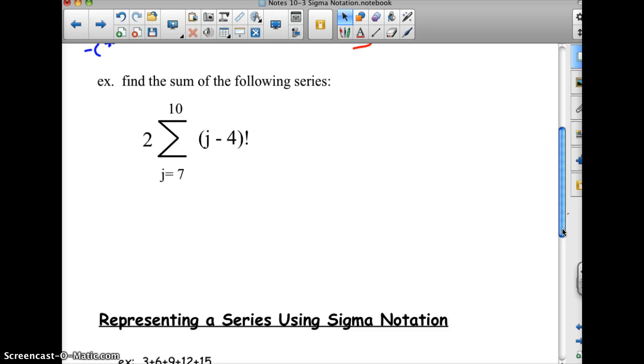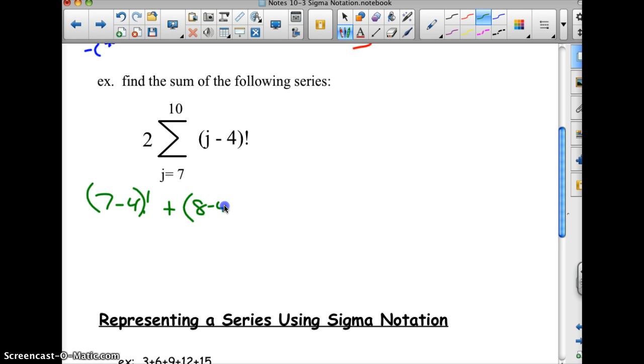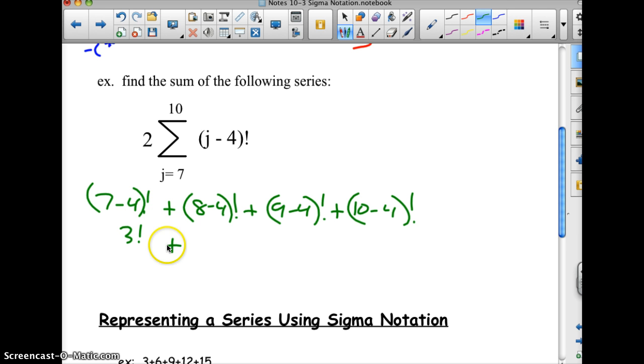All right, they want me to find the sum of the following series. I've got j minus 4 exclamation point. Now, some of you remember that's going to be factorial. And that's going to be something like this here. We're going to have 7 minus 4 factorial plus 8 minus 4 factorial plus 9 minus 4 factorial plus 10 minus 4 factorial. Then what that gives me is 3 factorial plus 4 factorial plus 5 factorial plus 6 factorial.